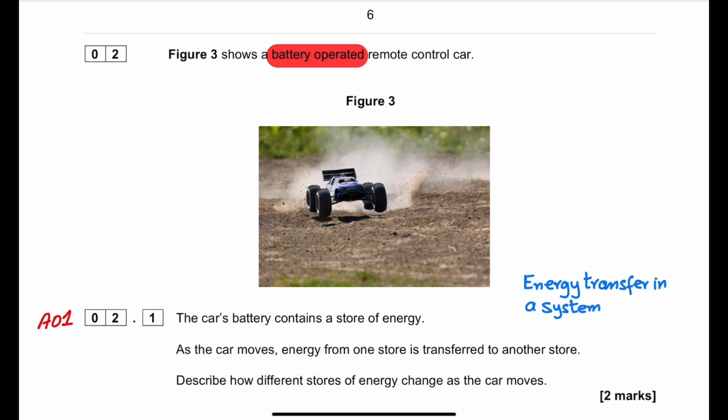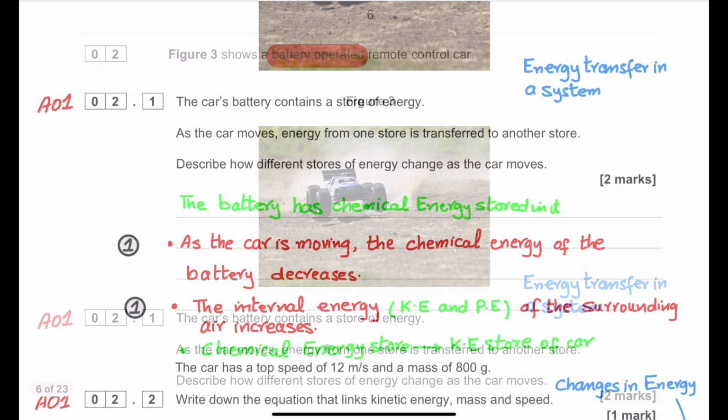Students usually make a mistake here. They just try to write that the chemical energy store is transferred into the kinetic energy store of the car, but it is insufficient information. Let's see the model answer.